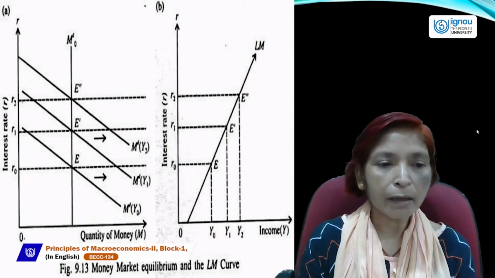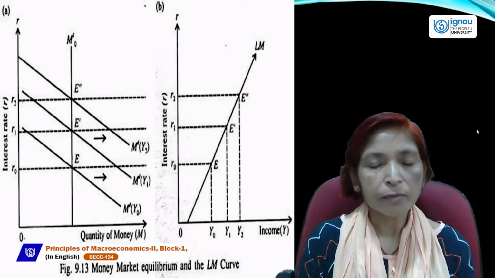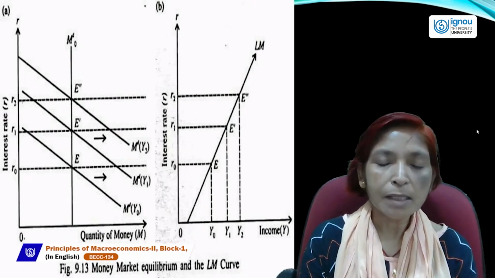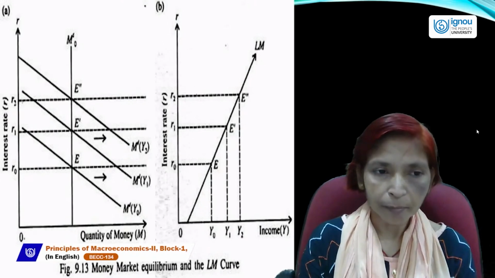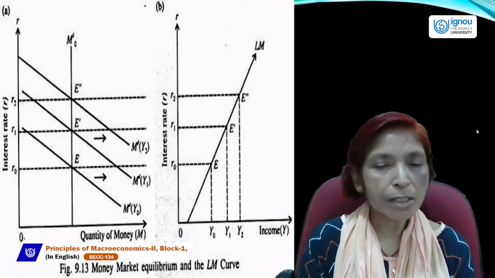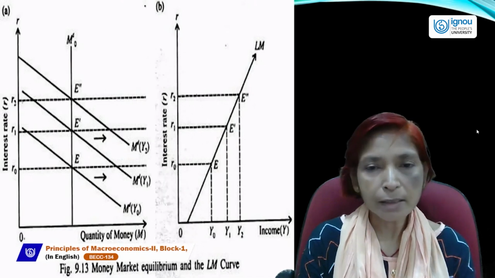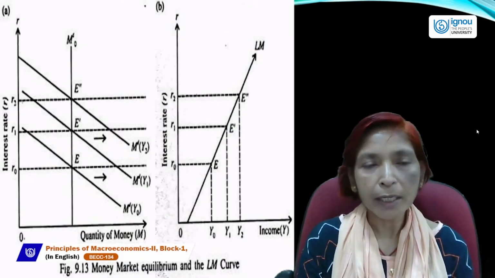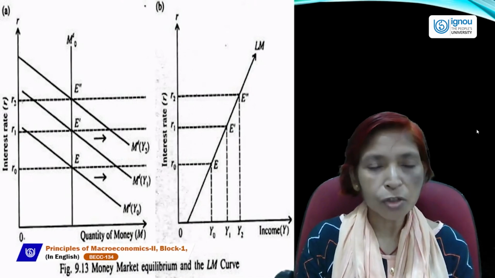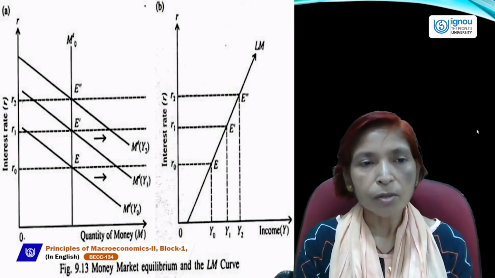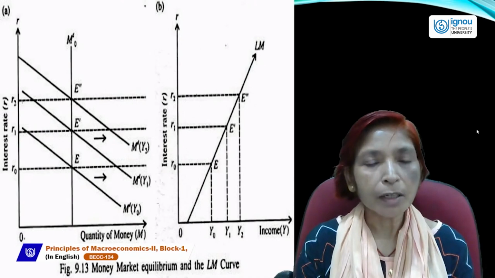So this is the derivation of the LM curve, which we can derive with the help of the intersection of the money demand and money supply curves. In this case, money supply will not change, only the money demand curve can shift to the right-hand side due to a rise in money demand. And if we join these points to another curve, then we can get the LM curve. So this is the derivation of the LM curve.